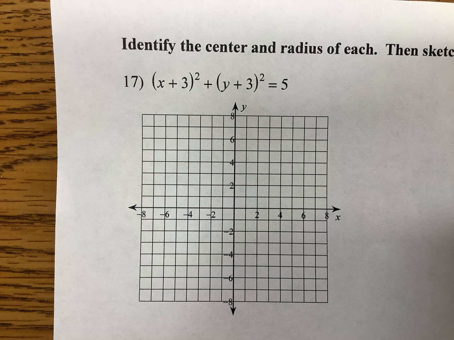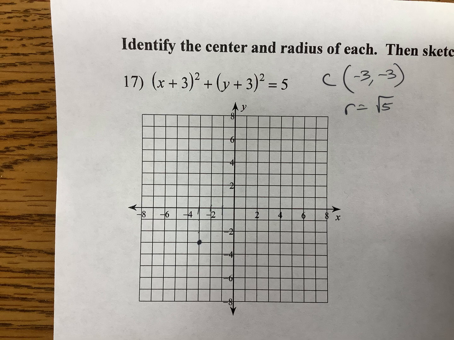All right, so now you have to tell me the center, the radius, and you have to sketch it. So I'll do this one with you. The center is at the opposite numbers, negative 3, and my radius should be the square root of 5. All right, so we're going to sketch that. So you put your center at negative 3, 1, 2, 3, and down 3, 1, 2, 3. There's my center. The square root of 5 is between 2 and 3.